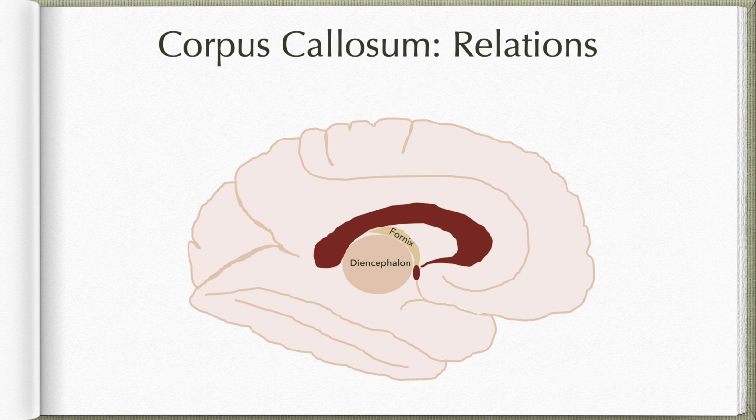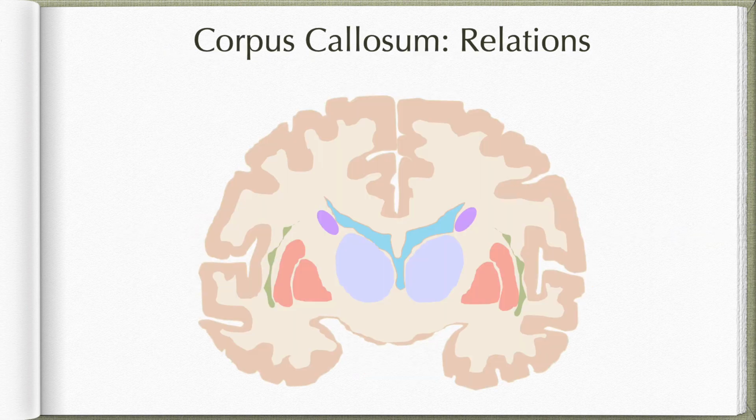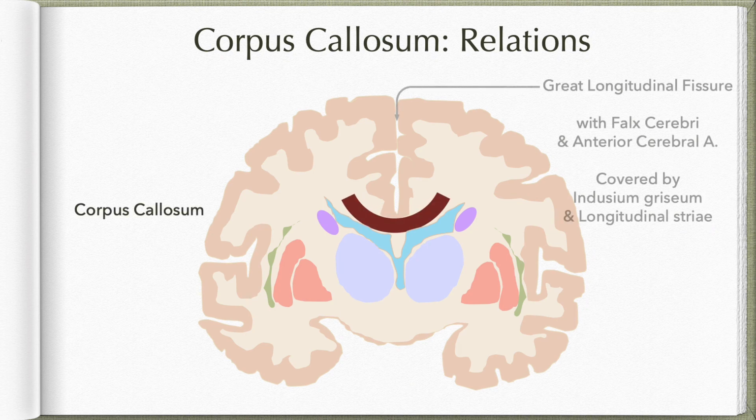Now coming to the relations of corpus callosum, above it is related to cingulate gyrus, below it is related to septum pellucidum anteriorly and fornix posteriorly. Along the midline on its upper aspect, it is related to great longitudinal fissure which contains a fold of duramater known as falx cerebri. Now within this falx cerebri, along its inferior margin, it contains inferior sagittal sinus, venous sinus. On either side of this duramater, we also have anterior cerebral arteries. So all these structures are related to upper surface of the corpus callosum.